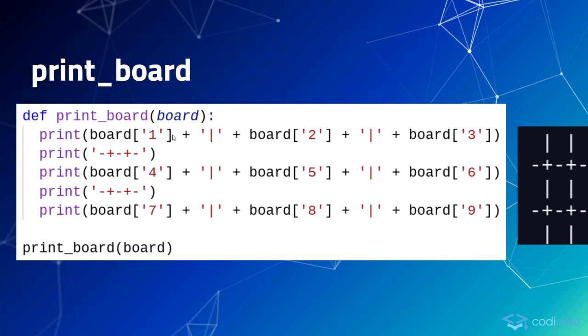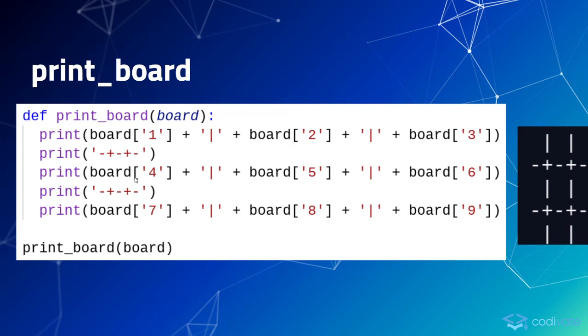After the space, we have to have a vertical bar so that it looks like a tic-tac-toe board, and we repeat this for the item at position 2, vertical bar, item at position 3. We have to draw on the next line our dash plus dash pattern to keep with the consistency of the tic-tac-toe board, and we repeat this again for all 3 of our rows.